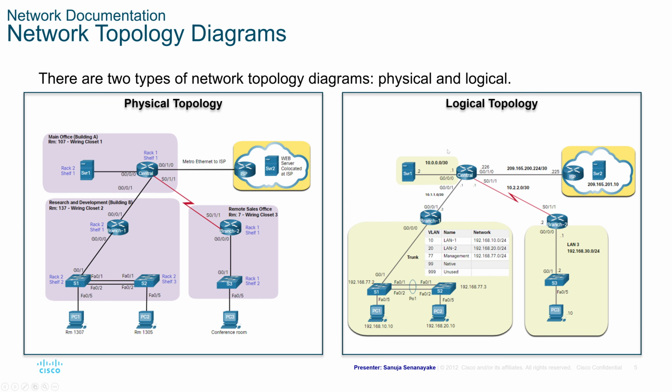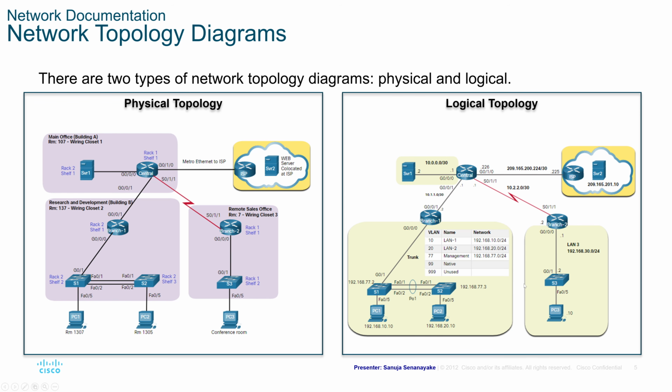OSPF, for example, you need to know where those links are created and where the edge router is, etc., right? So in my opinion, it is very important you have both of these, not just one of them. In properly designed network topology diagram documentation, you should have both physical and logical topology diagrams.